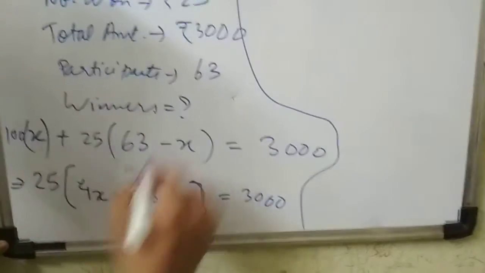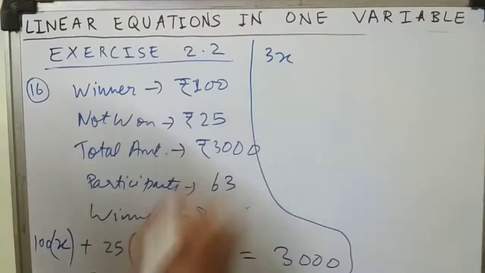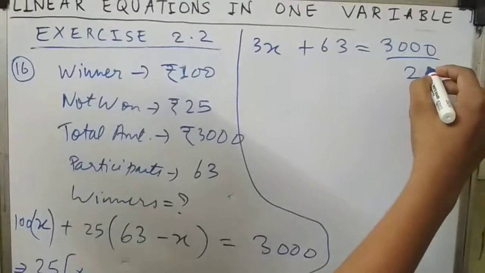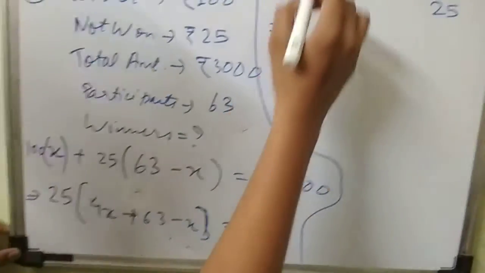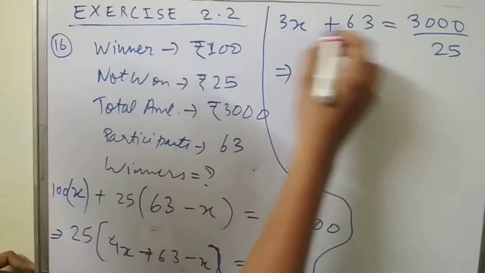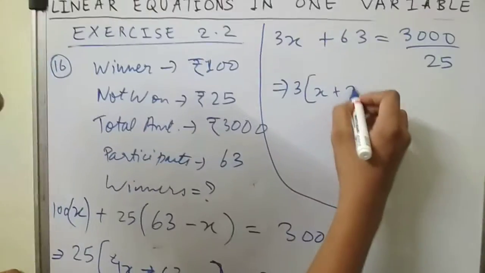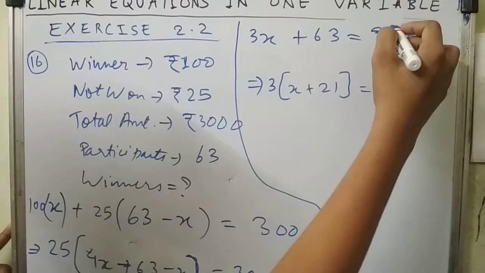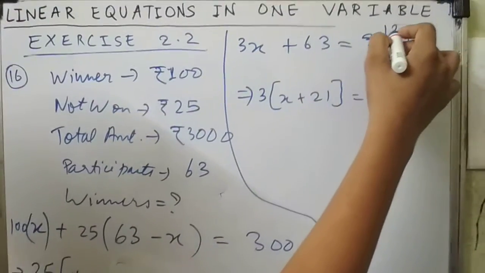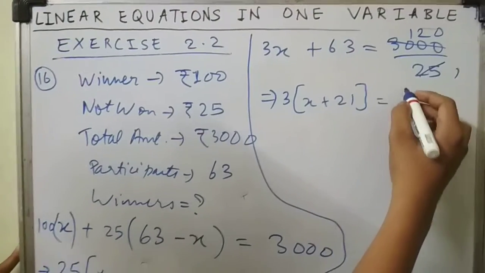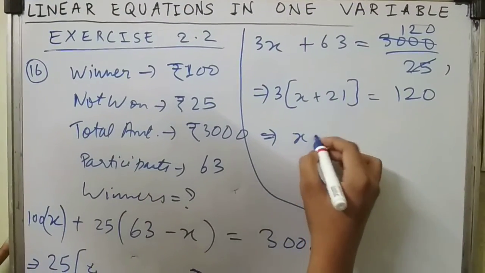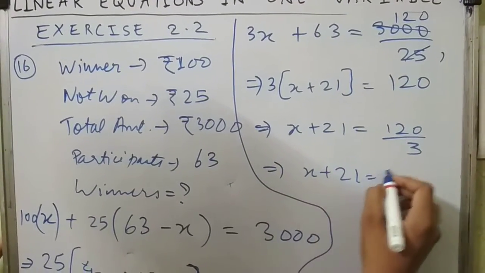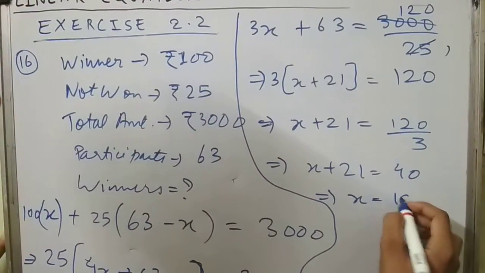Now what will we be doing? 4x minus x is what? 3x. So 3x plus 63 equal to 3000 upon 25. Transposing. Now here you can see, again you can take common, that is 3x plus 21. Repeated use of the concept. Now if you divide 3000 by 25, 25 into 120 is 3000, so 120 equal to 120. This implies x plus 21 equal to 120 upon 3. This implies x plus 21 equal to 40. This implies x is equal to 19.